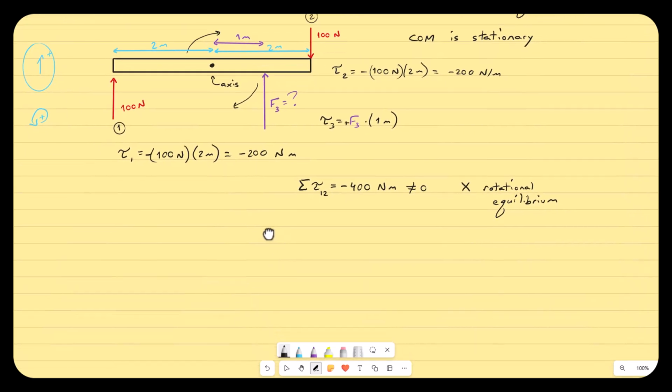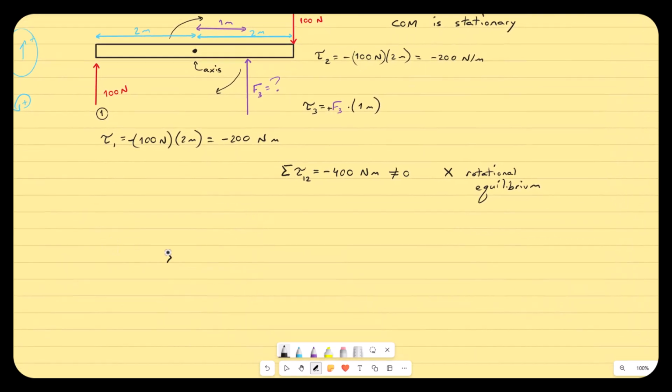Now, if I want to put all my torques together, my total torque is going to be, I've got negative 400 Newton meters. This is torque 1 plus torque 2, and I should write these as vectors. I've got a negative 400 Newton meters plus F3 times 1 meter. And if I want this thing to not rotate, that whole thing has to be equal to 0. So F3 works out to be 400 newtons.